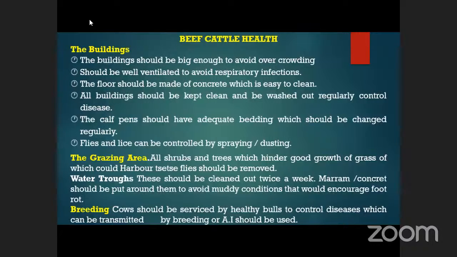The other is the calf pens should have adequate bedding, which should be changed regularly. A calf pen is a small house where only calves sleep, the young of the cows. Where they sleep, they should have beddings. When you talk about beddings, don't be excited, like, I'm going to buy for my cow a uniform, or you go and buy Nile foam. No, we are not talking about your mattresses. We are talking beddings. We are dry grass. You put dry grass inside the calf pen. The animal sleeps on it.